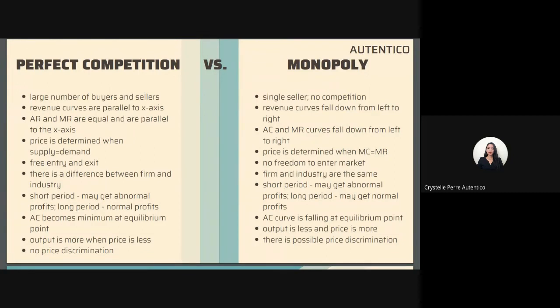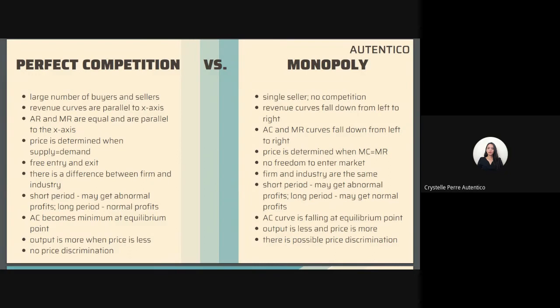Sixth, the concept of firm and industry under perfect competition is actually different, whereas under monopoly, it is the same. Seventh, under perfect competition, companies may earn abnormal profits in the short run and normal profits in the long run because of low barriers to entry. In monopoly, firms may get abnormal profits in the short run and may get normal profits in the long run because of high barriers to entry. This means that under monopoly, firms normally obtain abnormal profits through the years of operation.